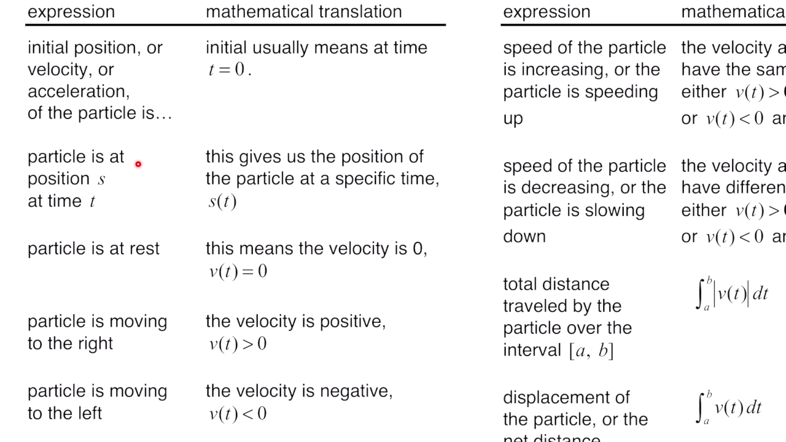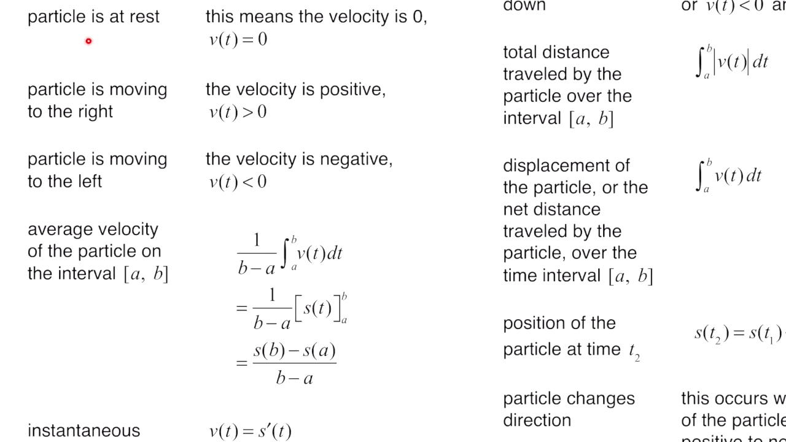Next, we have particle is at position s at time t, and this gives us the position of the particle at a specific time, s of t, where again, s is usually the variable used for position, v is for velocity, and a for acceleration. When a particle is at rest, this means that the velocity is 0, or v of t equals 0.